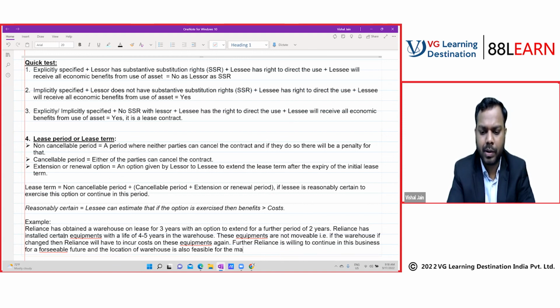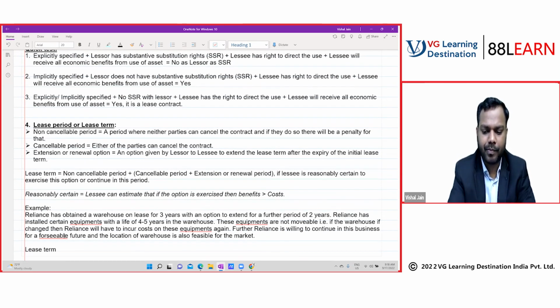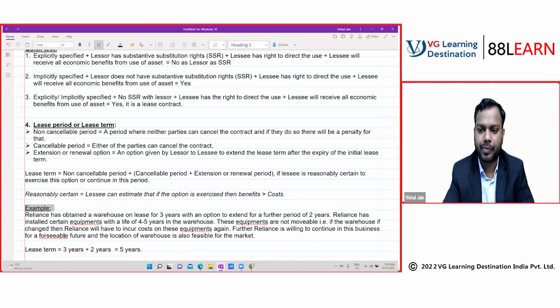So now, tell me what is the lease term in that case? The lease term will be 3 years plus 2 years, that is equal to 5 years. So I believe you have understood the meaning of reasonably certain. Tell me, guys, is that clear, everyone? Have you understood the meaning of reasonably certain? All of you? Is it clear, everyone?